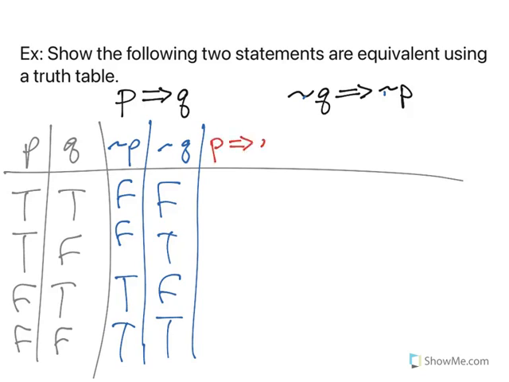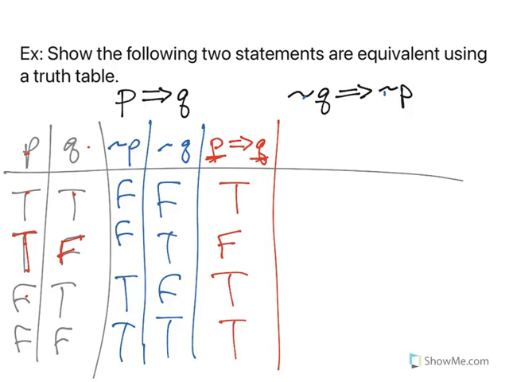So if P, then Q is a conditional. Remember, a conditional is only false when the front end is true, but the back end is false. So I look at P and Q. True, true, that's true. True, false, there it is. Front end is true, back end is false. That's my false statement. False, true, false, false.